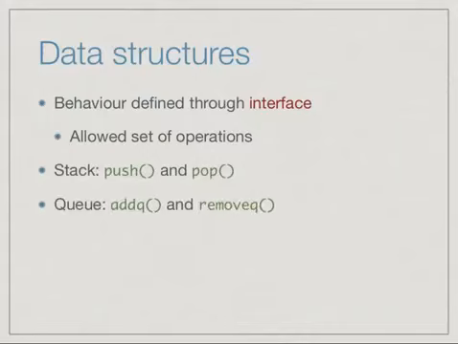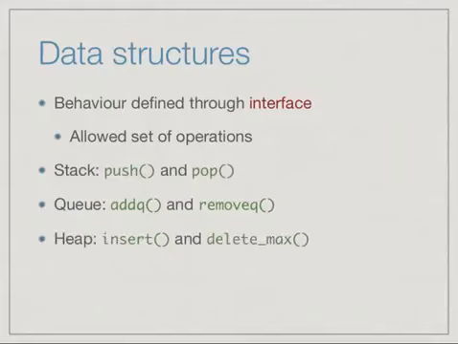Likewise, for a queue, the only way we can modify a queue is to add something to the tail of the queue using the function addQueue and remove the element at the head of the queue using the function removeQueue. And for a max heap, for instance, we have the functions insert to add an element and delete max, which removes the largest element from the heap.